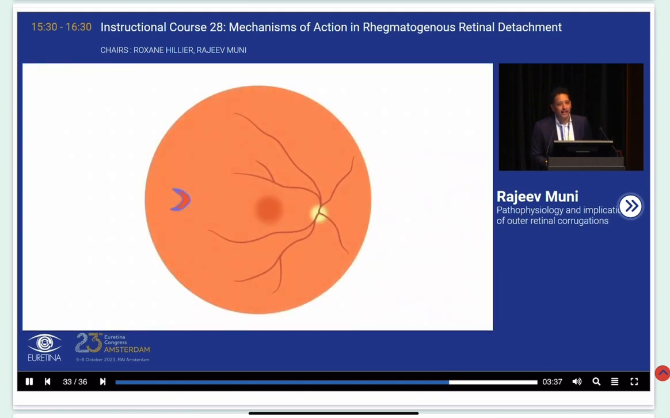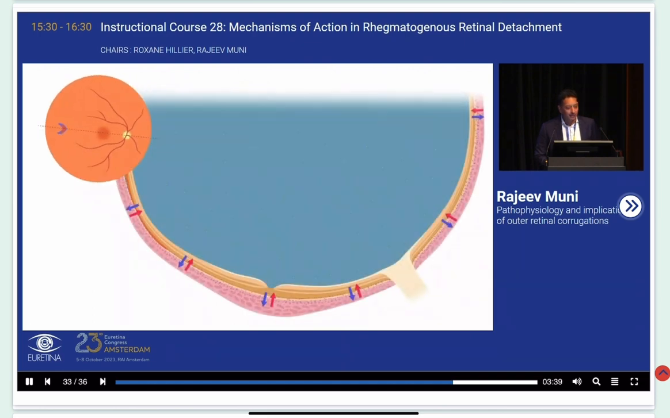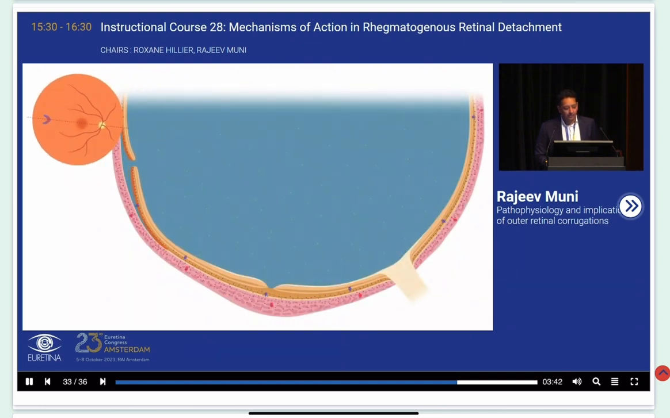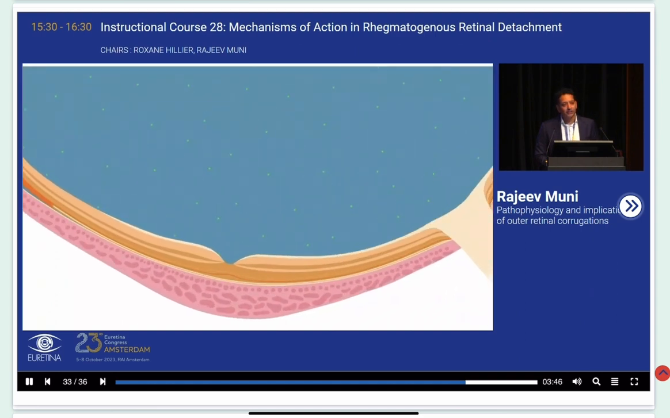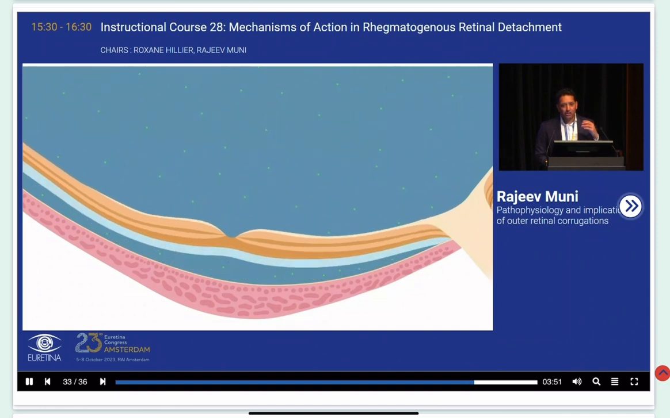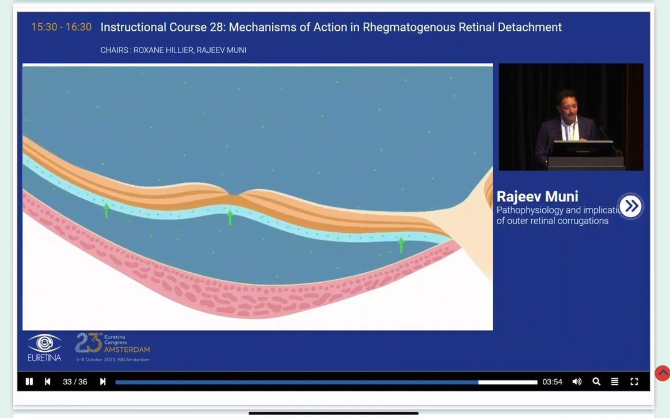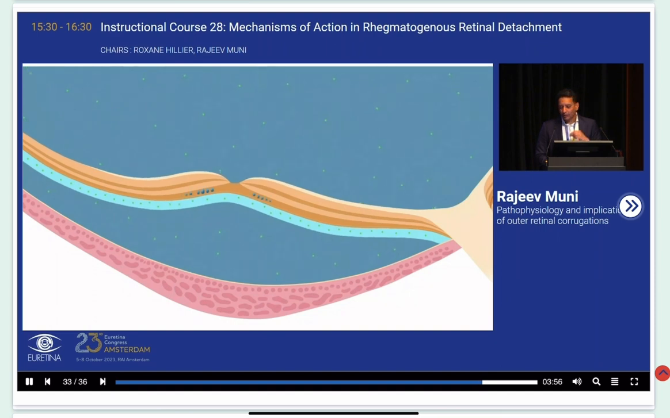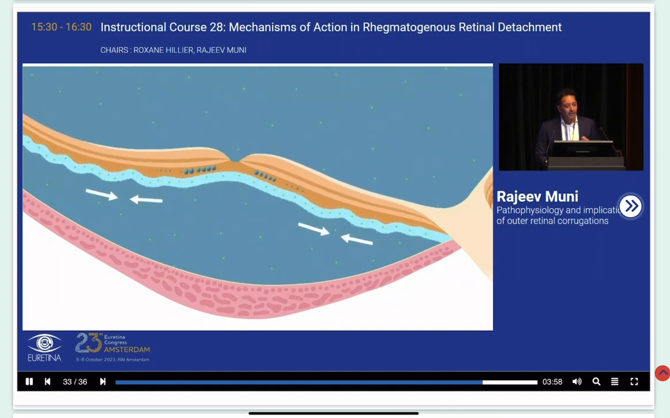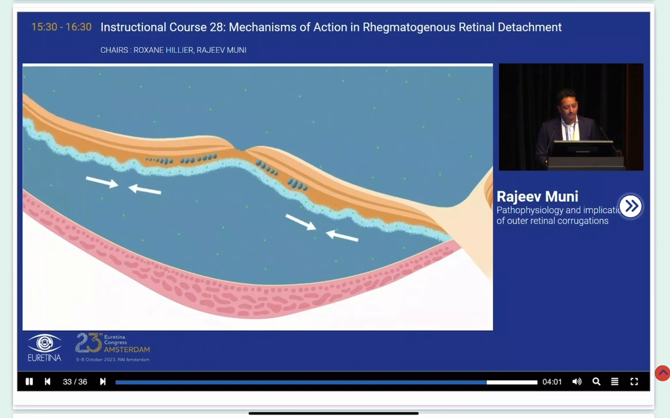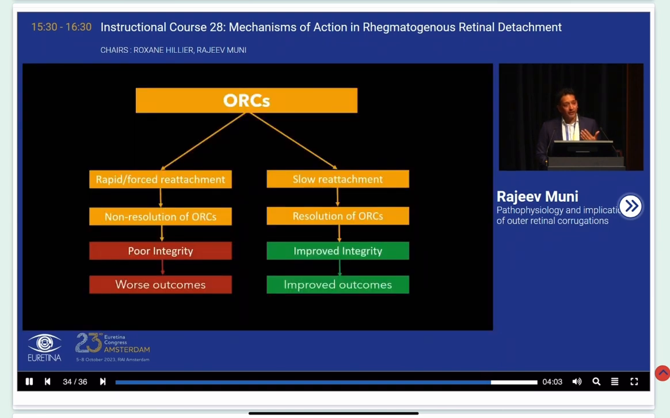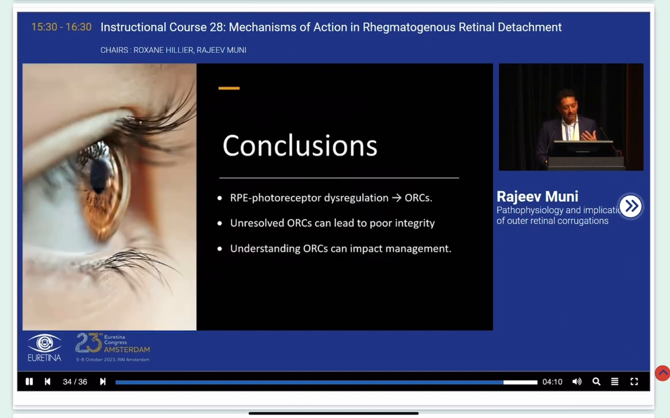So I'm going to show you this animation video that demonstrates how this is happening. You get a retinal break, subretinal fluid goes under the break and causes a hydration of the outer retina. This hydration leads to an expansion, a thickening and a lateral expansion. So now you have more tissue in the outer retina relative to the inner retina. This leads to compressive forces, and with that change in modulus of elasticity, you get these outer retinal corrugations. So this is very important, and we're going to talk more about it because the way that you attach the retina will impact the integrity of the attachment based on how you deal with this.